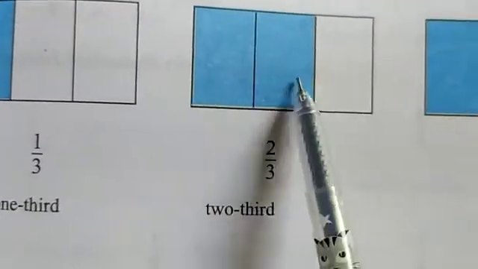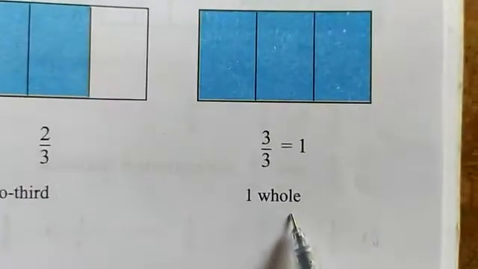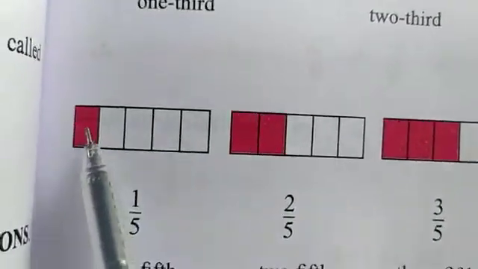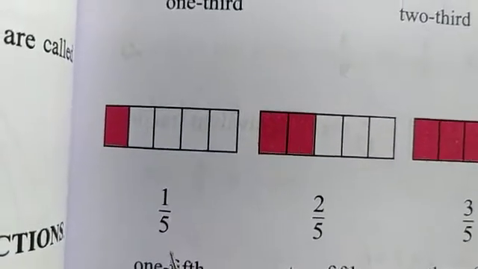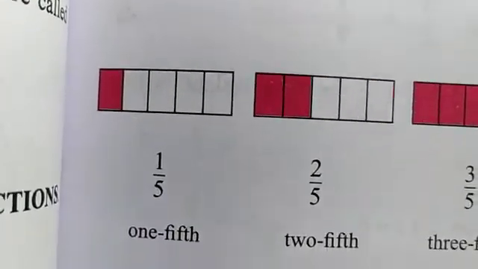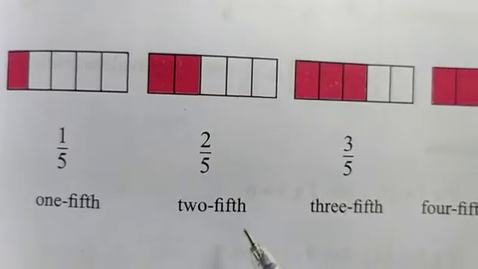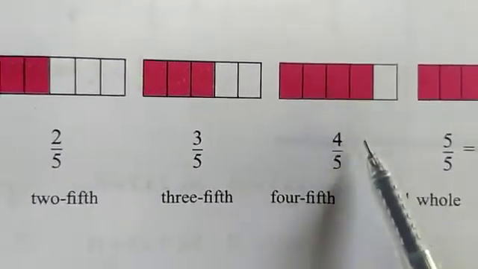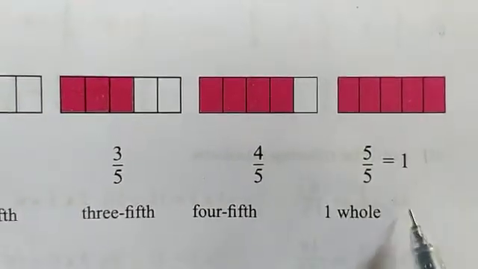1/3. 2/3. 1 whole. See here 1, 2, 3, 4, 5 parts and only 1 is shaded. 1/5. Here 2 are shaded. 2/5. 3/5. 4/5. This is 1 whole.